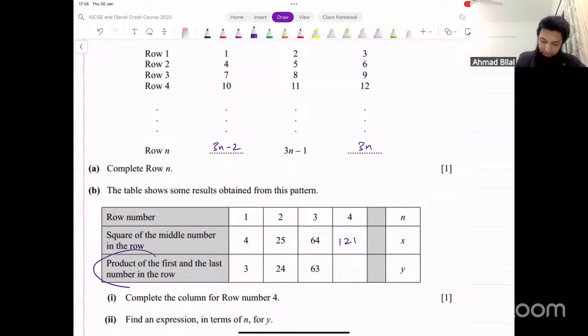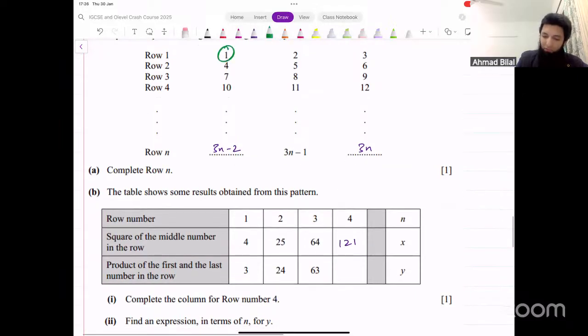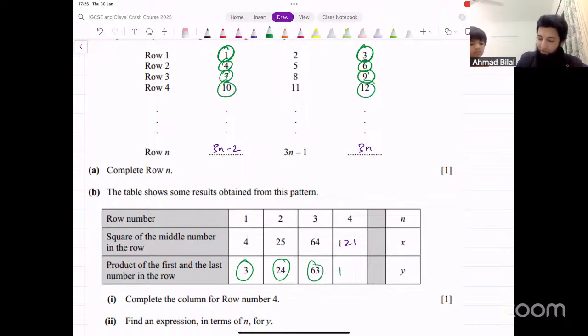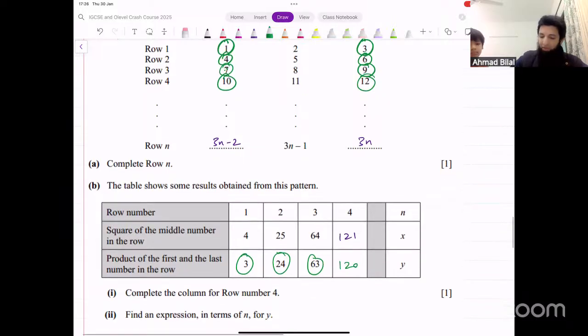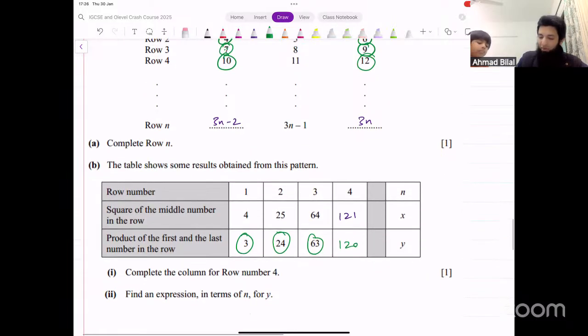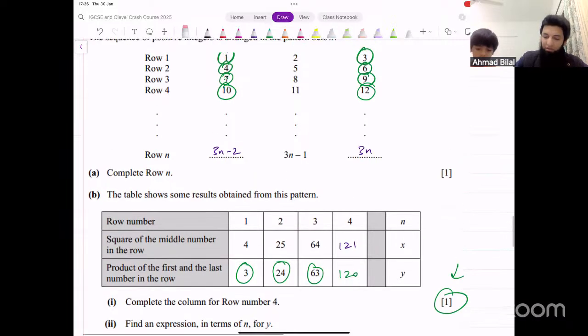Then, what about this? Product of the first and the last number in the row. Okay. 1 times 3, that's 3. 4 times 6, that's 24. 7 times 9 is 63. 10 times 12, what should that be? That should be 120. Okay, so we completed this column for number 4. That's part B1.